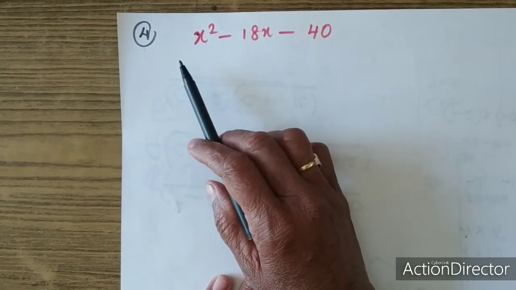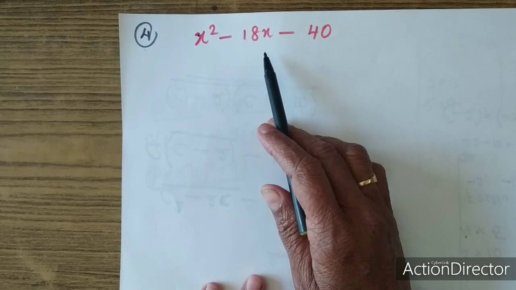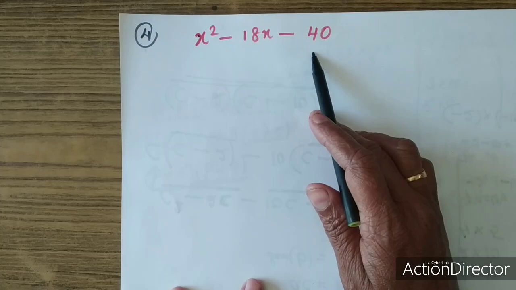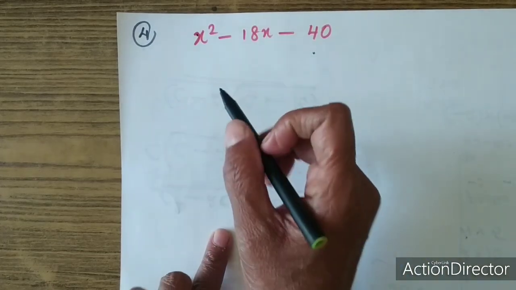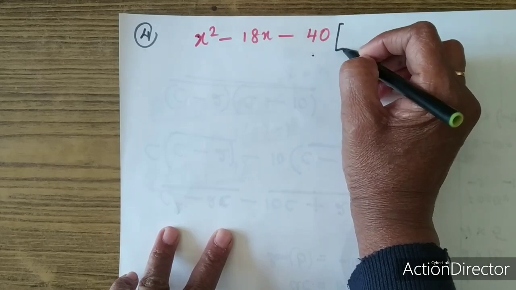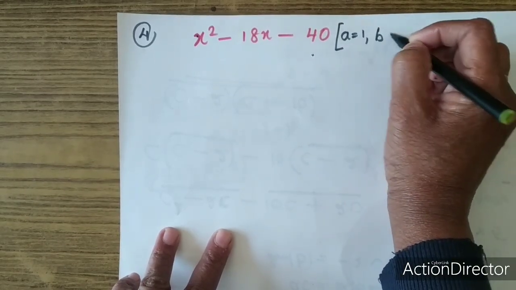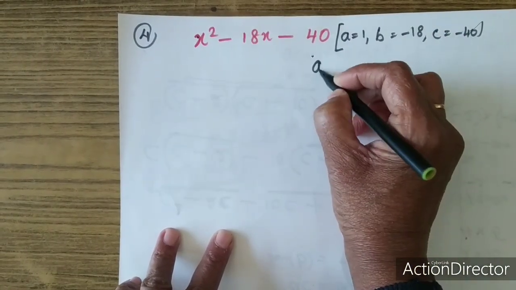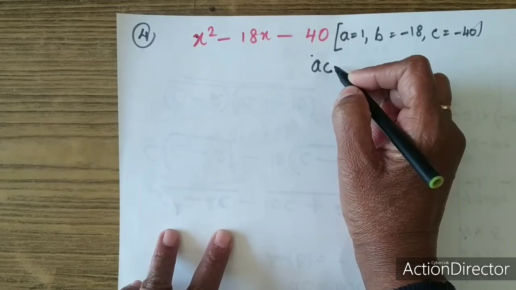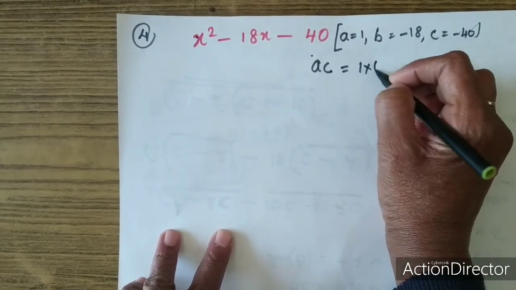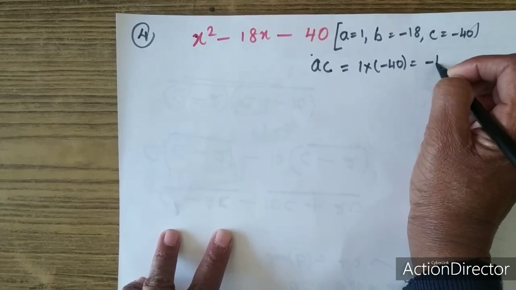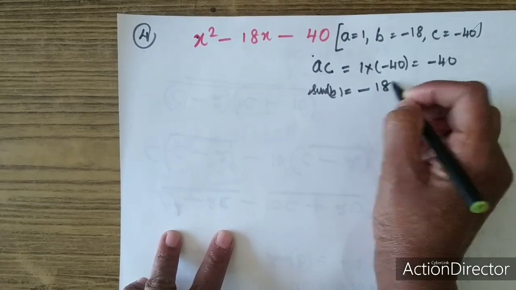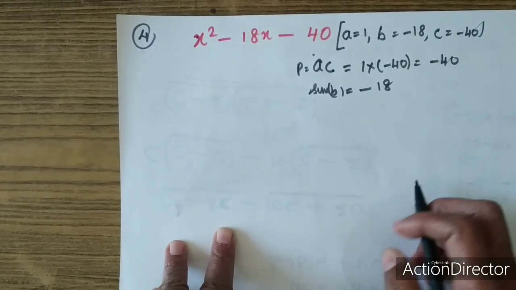Let me move on to example number 4. X square minus 18x minus 40. Here the middle term is also negative, the product is also negative. So again let us follow the same procedure. You can see a is equal to 1, b is equal to minus 18, c is equal to minus 40. So what is AC? First always you have to find the product AC. AC is equal to 1 into minus 40 is equal to minus 40, and your sum B is equal to minus 18. This is the product and this is the sum.